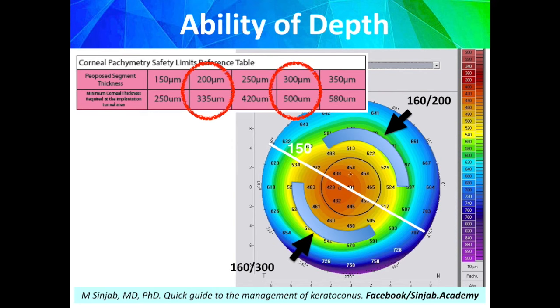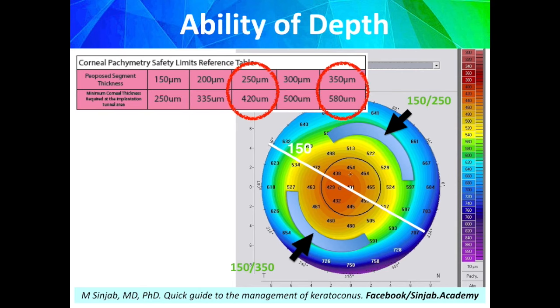And to check the availability of depth, one is 200 microns, so the minimal thickness should be 335, which is available as we see here, and the other one should be at least 500 microns, and also it is available. And if we are going to use the 6 millimeter type, the rings will be in a more peripheral position, and also the availability of depth is satisfied.